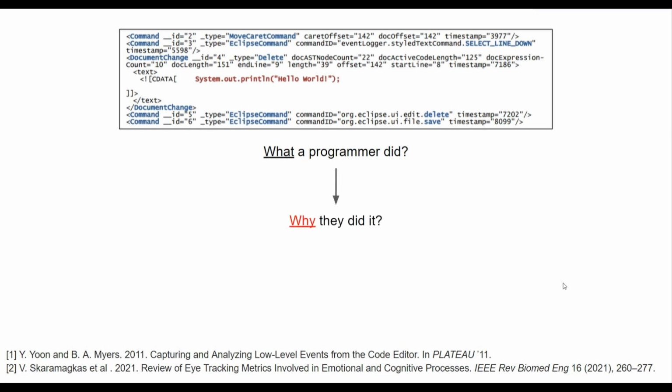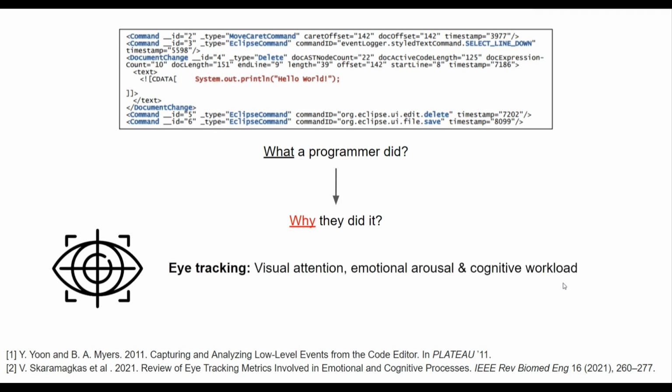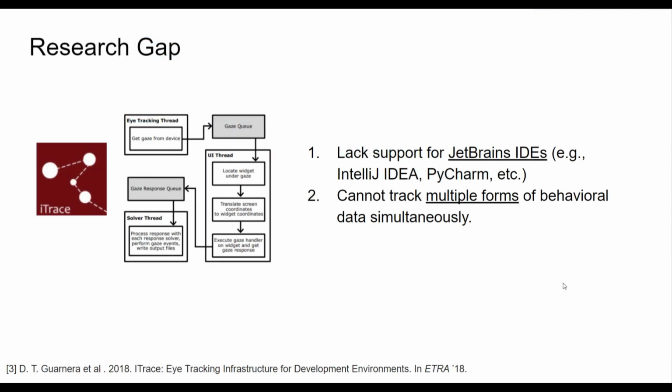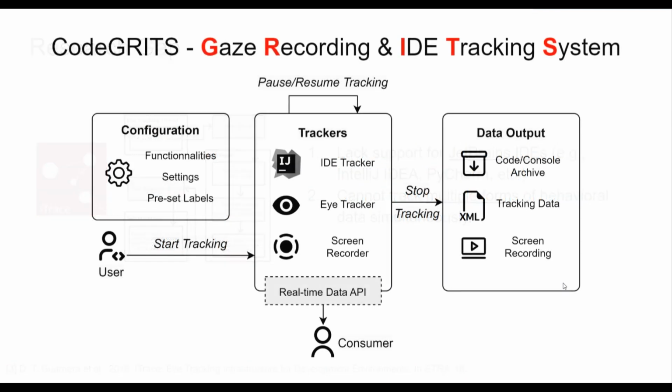Recently, researchers have started employing eye tracking techniques to understand the cognitive processes of developers in software development. However, existing tools, such as iTrace, have two drawbacks. First, they lack support for JetBrains platforms, a set of IDEs prominently used in the developer community. Second, they are unable to simultaneously record various types of behavioral data. To bridge these gaps, we present CodeGRITS, a research toolkit that could simultaneously track developer IDE interactions and eye gaze.